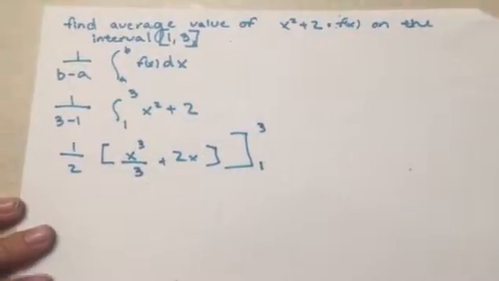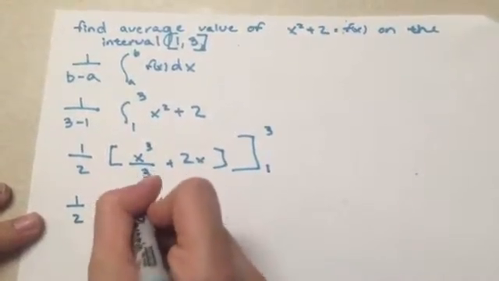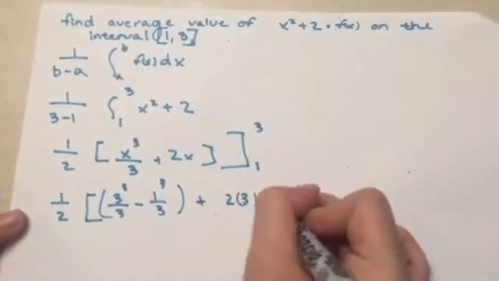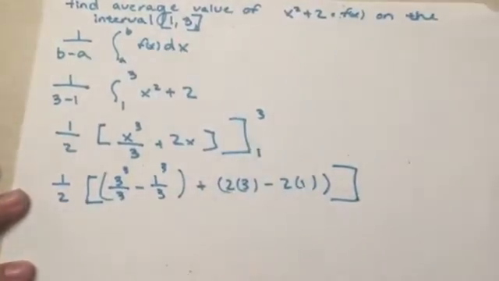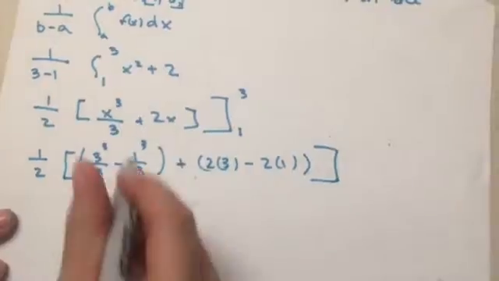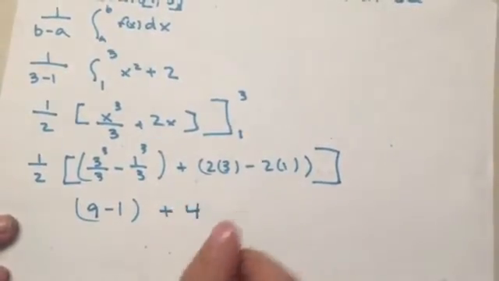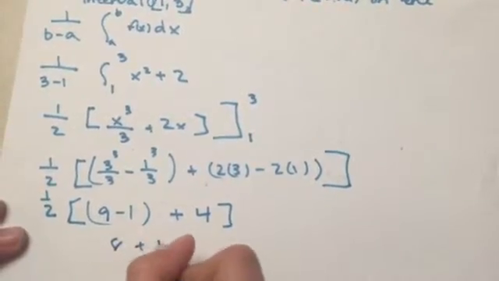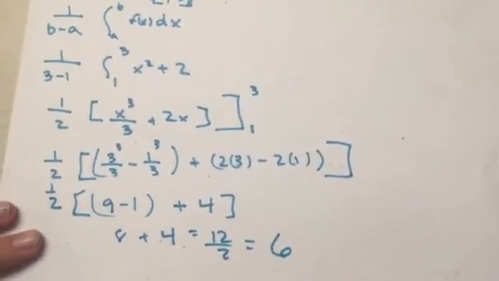So now it's the same thing. It's just a matter of plugging in. So we're going to have 1 half times 3 cubed over 3, minus 1 cubed over 3, plus 2 times 3, minus 2 times 1. If we work this all out, we're going to get 27 over 3 here, which is 9, minus 1 third. Plus, this is going to be 6 minus 2, which is 4. Times 1 half. And that will be your answer. And that is how we find the average value.